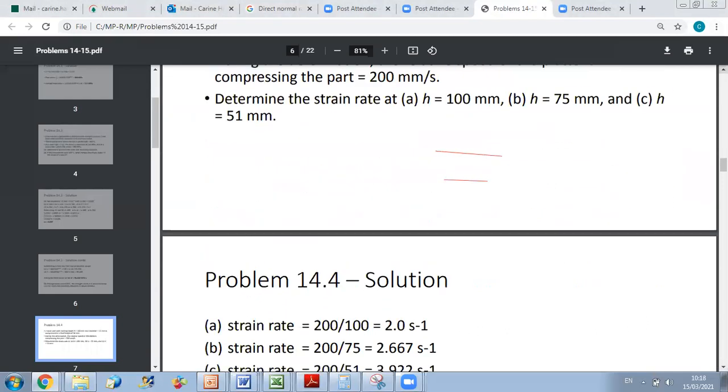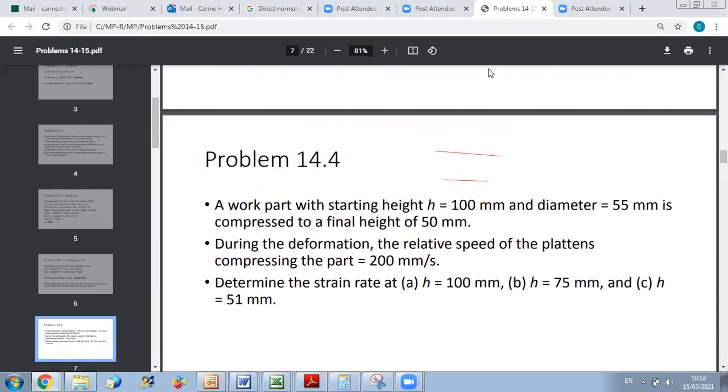Now, another problem on chapter 14. A work part with starting height of 100 millimeter and diameter of 55 millimeter is compressed to a final height of 50 millimeter. So here we have a compression test. Okay, so we have two plates and we have the specimen in between, and we are doing compression.